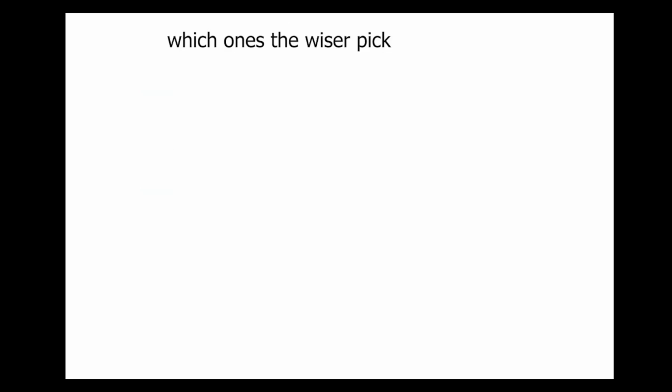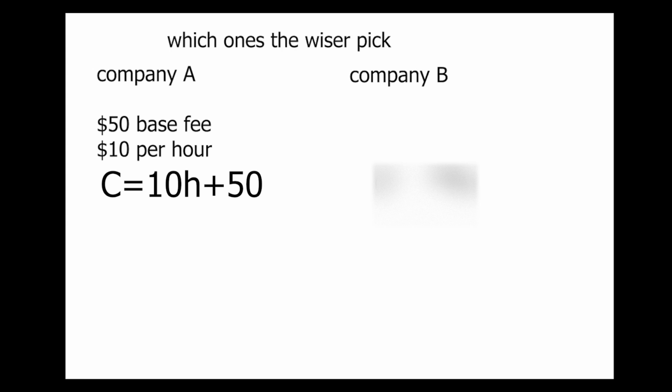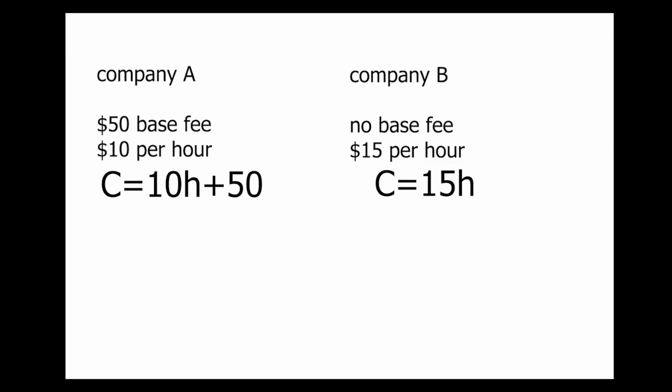Now let's compare. Which one should we pick? Company A, B. Which one fits the tick? A charges 50 base plus 10 per hour. Linear cost as time extends its power. Company B is more straightforward to see: 15 an hour, no base fee, for each hour just multiply.